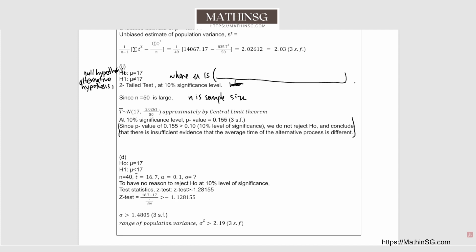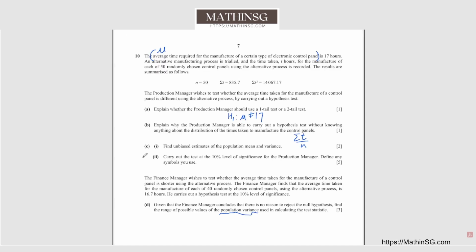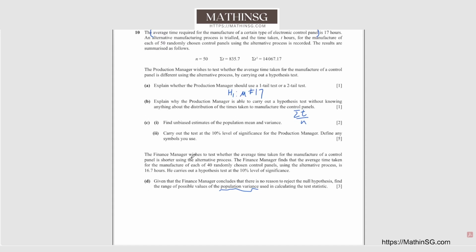All right, now moving on to the next part. The finance manager wishes to test whether the average time for the manufacture of a control panel is shorter than the alternative process. The finance manager finds the average time taken for the manufacture of each of 40 randomly chosen control panels. So now n is 40. Using the alternative process is 16.7. So they know that the T bar now is 16.7, right? He carries out the hypothesis testing at 10% significance level, so alpha equals 0.1.